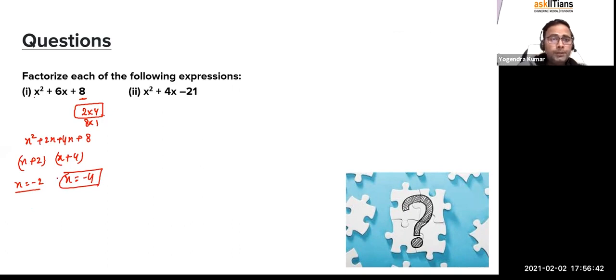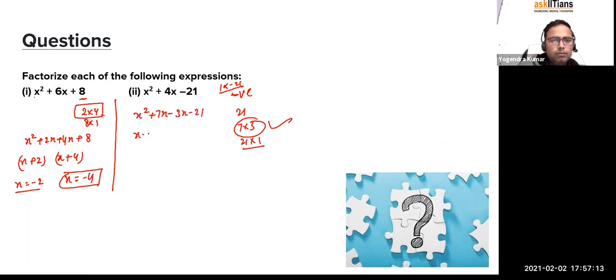I hope you are getting it, right? Now the thing is, here it is negative. The product is going to be negative, right? This into this is 1 into minus 21, which is negative. So that's why we need to look for the difference of two numbers. Now 21 is 7 into 3, and 21 into 1 is also there, but 7 into 3 we need to choose. Why? Because I want the difference as 4. So x square plus 7x minus 3x minus 21. So x plus 7 and x minus 3.